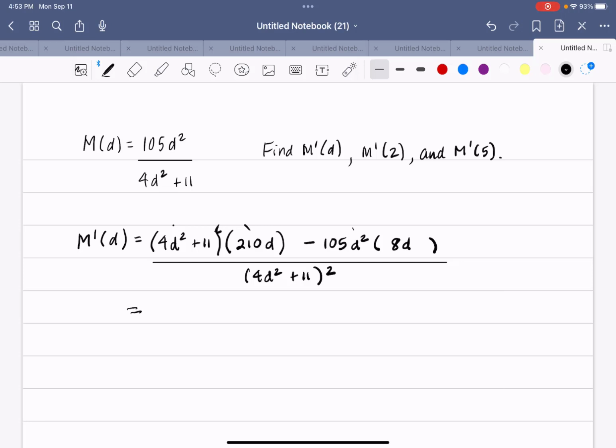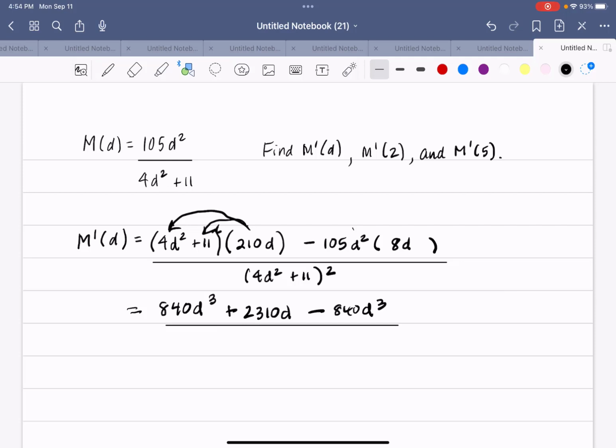So now I'm going to have to distribute this 210. So that's 4D squared times 210, which is 840D cubed, plus 11 times 210D, which is 2310D, minus 105 times 8, 840D cubed, and all of that is over 4D squared plus 11 quantity squared.